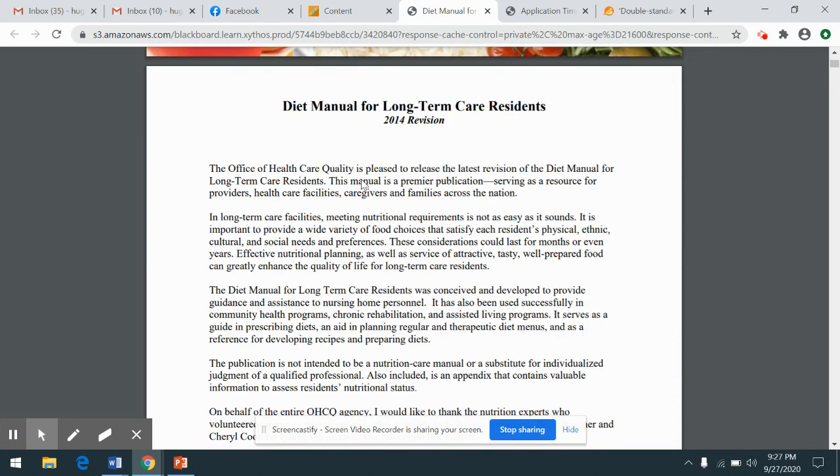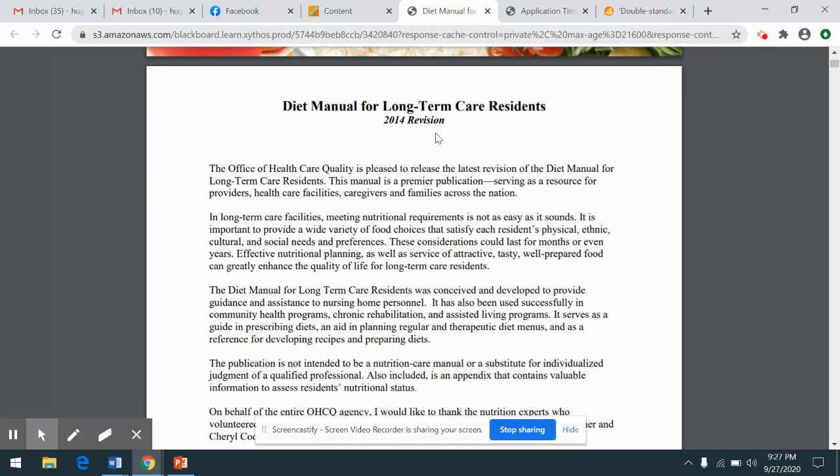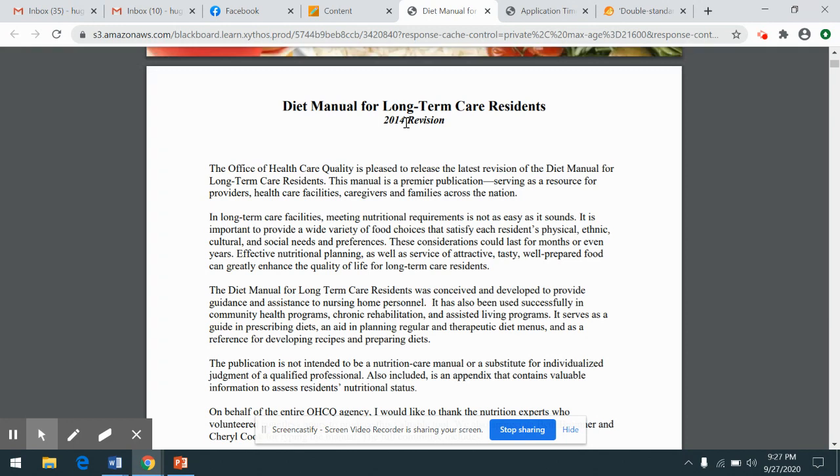Each facility is required by Centers of Medicaid and Medicare reimbursement to have a diet manual either in a binder, in folders, or a lot of times places have them electronically now, which is why you see I only have a 2014, because many facilities no longer use a binder. They're using the electronic versions.